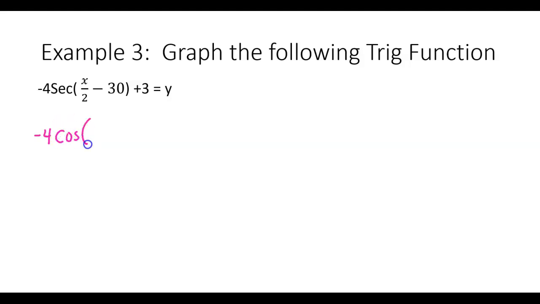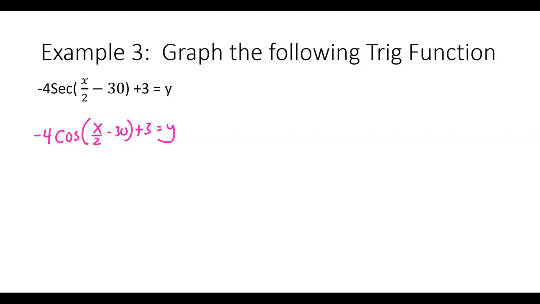-4 cosine of x over 2 minus 30, plus 3 equals y. And when I'm all done graphing that, then we will graph the secant function. All right, so how do we do that?